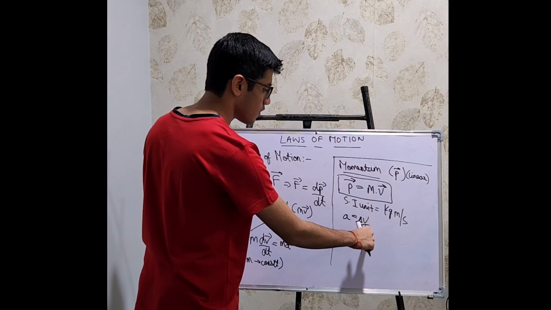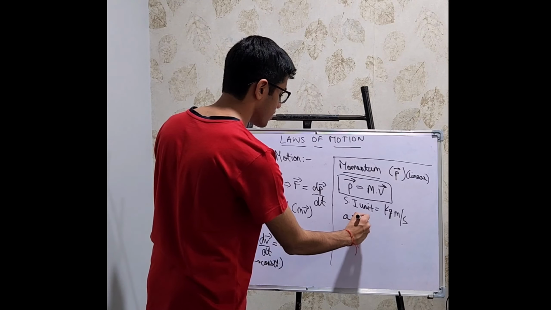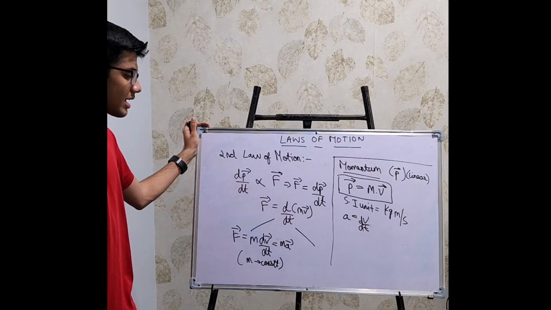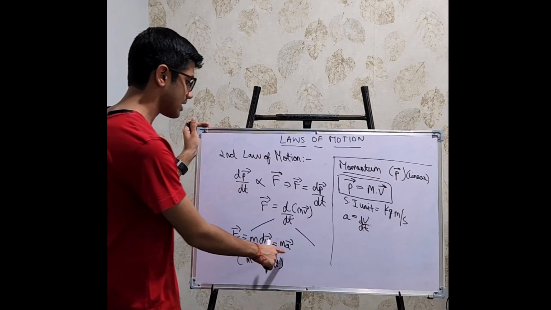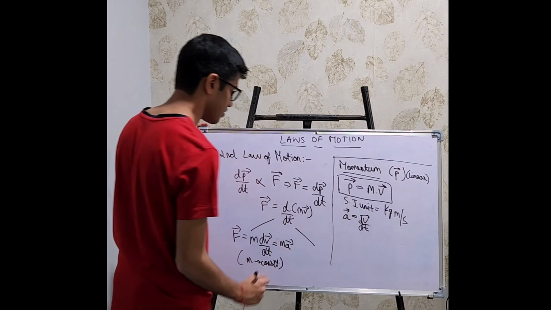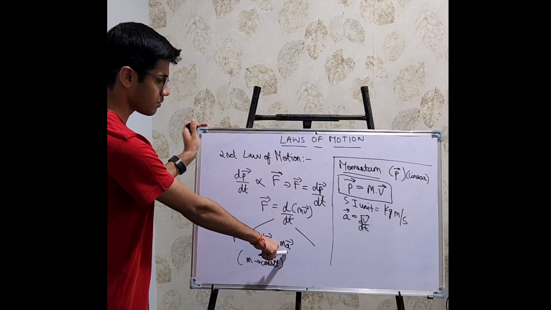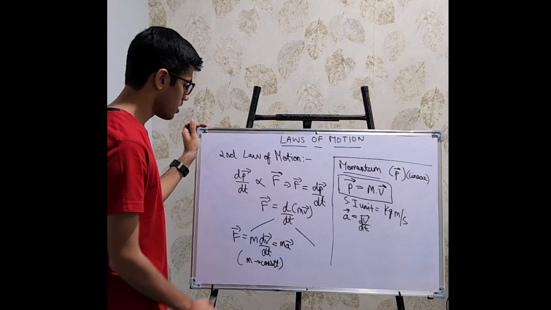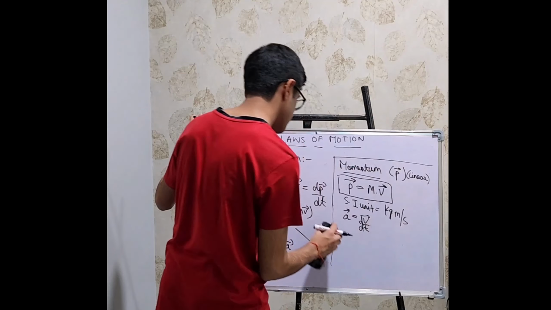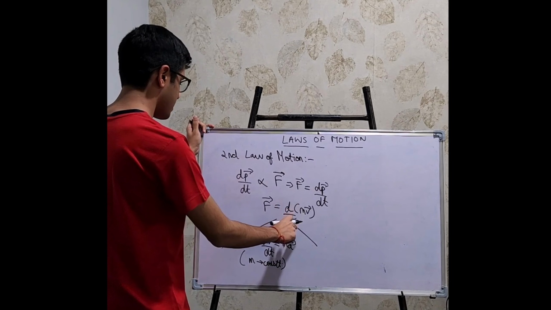V by t is the rate of change of velocity, and we put d as the differential operator. That means it happens for a very small time interval. So acceleration is dv by dt. Acceleration is also a vector quantity, so we can replace dv by dt with the letter a, which represents acceleration. So from here we get that F is equal to ma, and this is the first case of F is equal to d(mv) by dt.